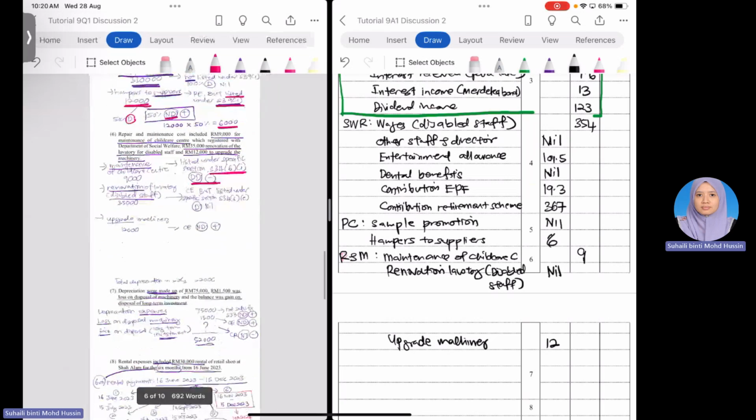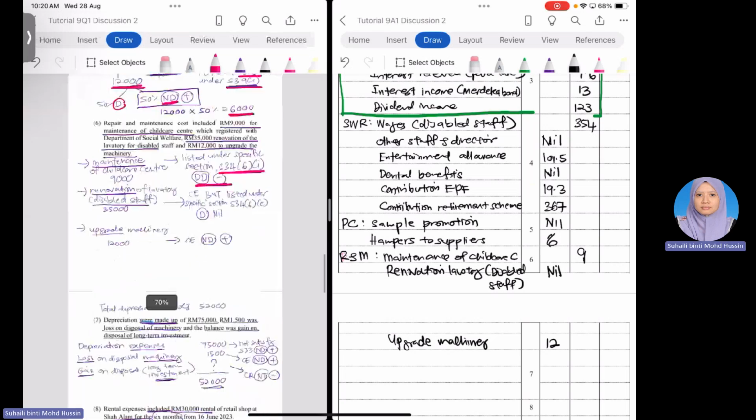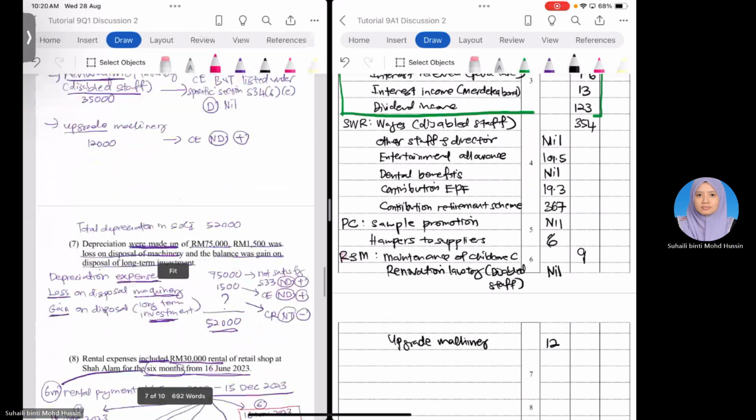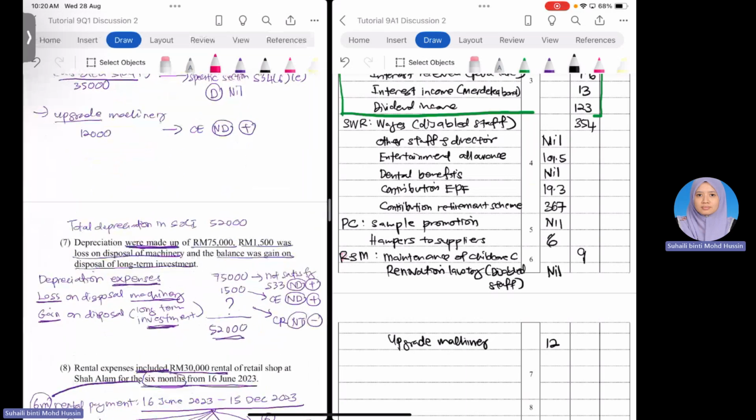Okay, for your information, question number 1 and question number 2 in tutorial 9 are past year questions. The ones that you answered here are past year questions. I just edited some of it to fit with the tutorial, but the base is actually a past year question. So this is a standard question for the final exam.